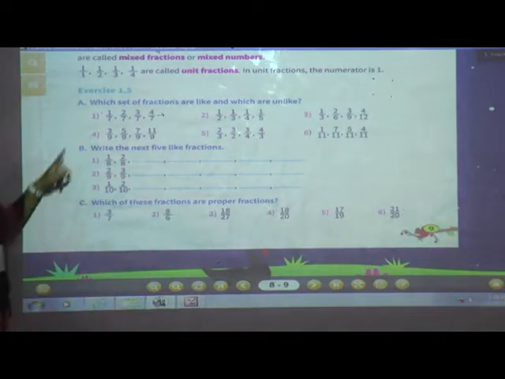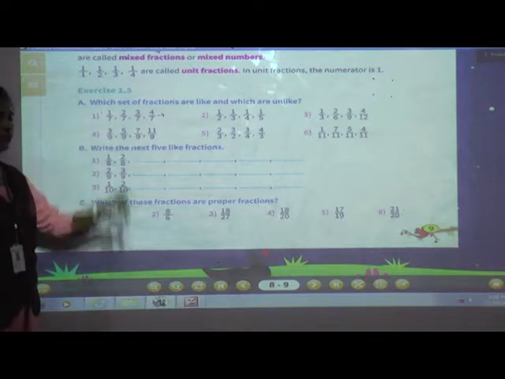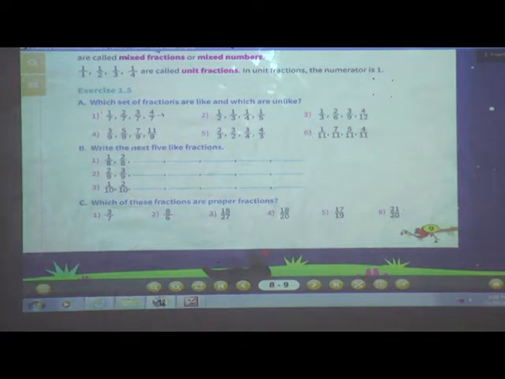Okay. Now see, observe this set of fractions: 1/7, 2/7, 3/7, 4/7. Can you tell me which fractions these are? Shall we revise once again? Let me revise the types of fractions. Like fractions are fractions with the same denominators. Unlike fractions are fractions with different denominators. What did I say? Unlike fractions are fractions with different denominators.